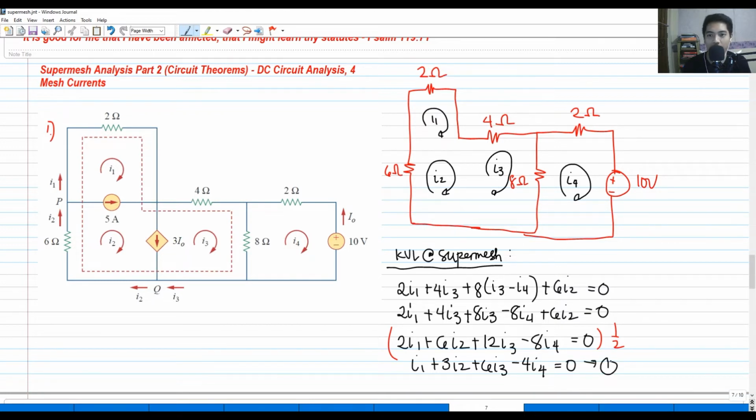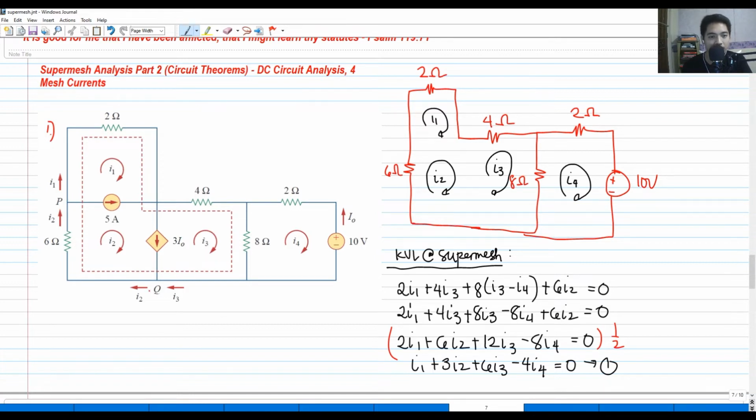Now, we have 4 mesh currents. So therefore, we need to have 4 equations. 4 unknowns, 4 equations. So, and another one. So, as I have said on the previous video, when we are dealing with super mesh, we perform KVL as well as the KCL.